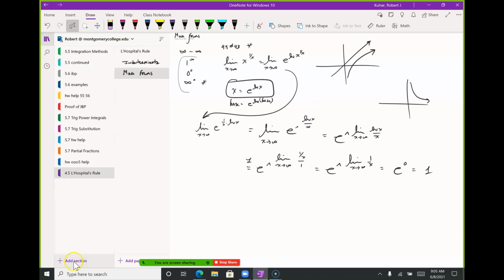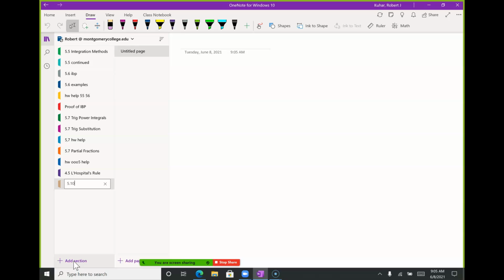So we're talking about section 5:10 today, improper integrals. And again, I'm doing this just because it goes with the flow of all of our different processes. You'll see a lot of by parts in this section. You'll see a lot of tic-tac-toe. You won't necessarily see partial fractions, but they're easy anyway. So improper integrals.